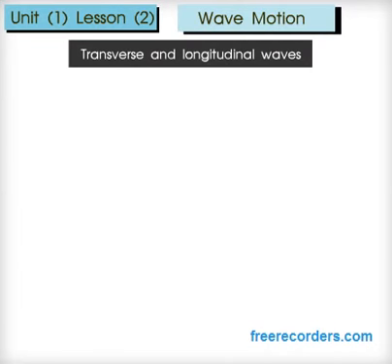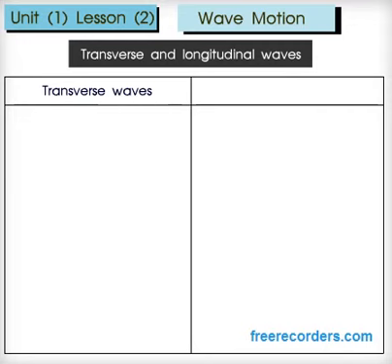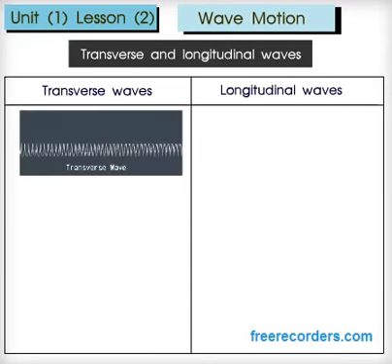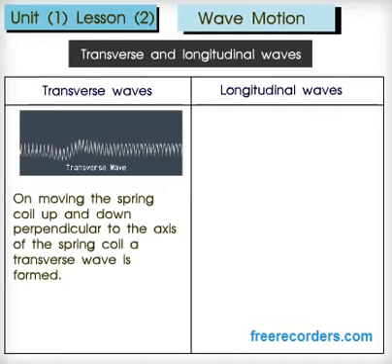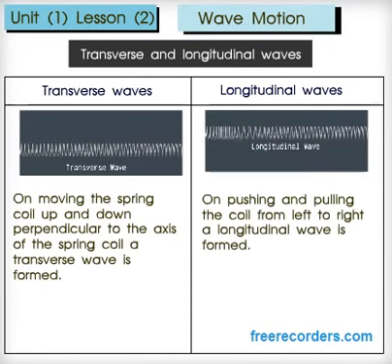Transverse and longitudinal waves. Transverse waves. Longitudinal waves. On moving the spring coil up and down perpendicular to the axis of the spring coil, a transverse wave is formed. On pushing and pulling the coil from left to right, a longitudinal wave is formed.